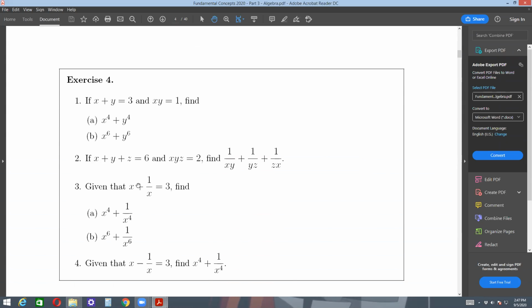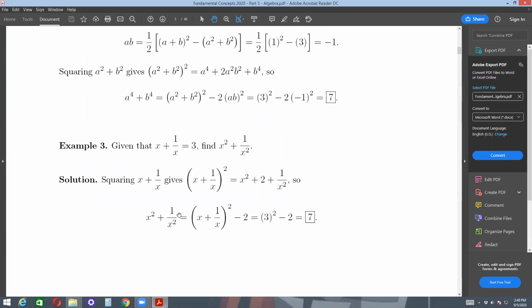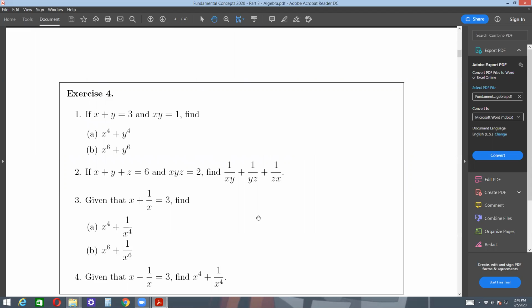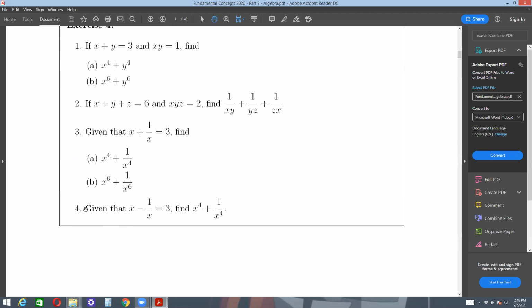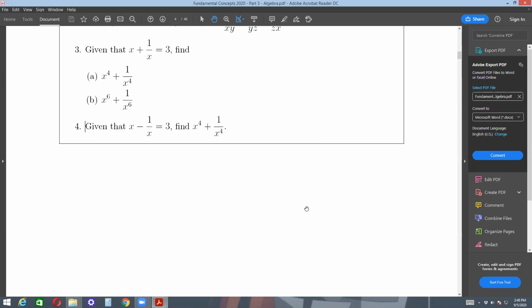Right, so these are questions you can try. I gave you x plus y and I gave you xy. I need you to figure these out. This is just a straightforward manipulation. And then this is similar to the second example, this example here. This one is slightly different, but it's the same idea. So I want to see what you'll do for that.